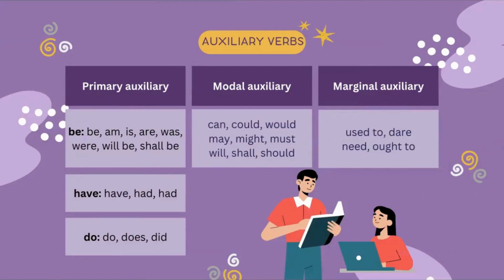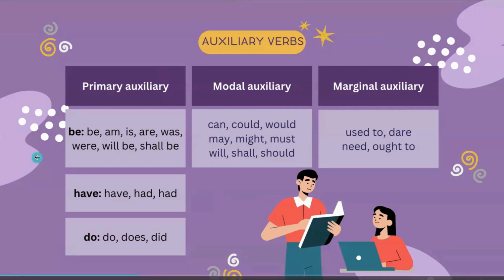Next, let us learn the three types of auxiliary verbs. First is primary auxiliary, then modal auxiliary, and marginal auxiliary. So basically, primary auxiliary verbs have three types: be, have, and do forms. They are used as main verbs to denote present, past, and future.